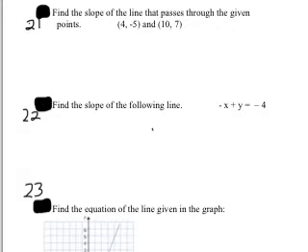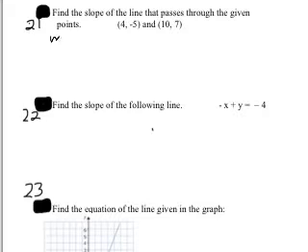Okay, we're almost halfway. Number 21. I noticed the numbers got screwed up too, so I have to change them. That's why those big blobs are on the left. Anyway, number 21 is find the slope of the line that passes through the given points. (4, -5) and (10, 7).